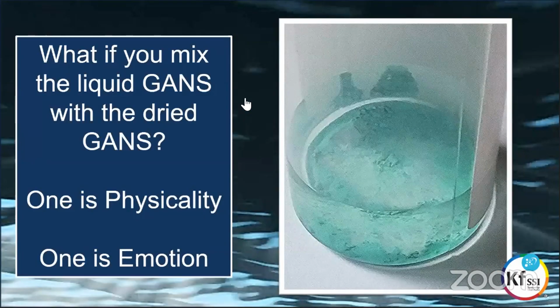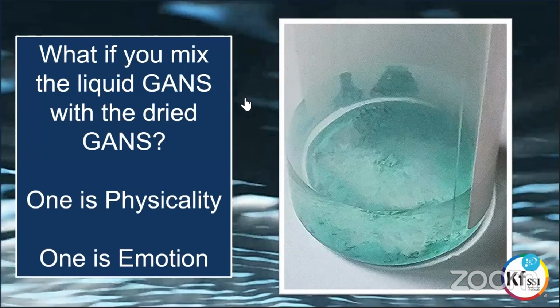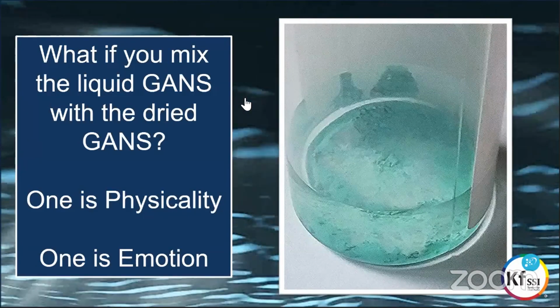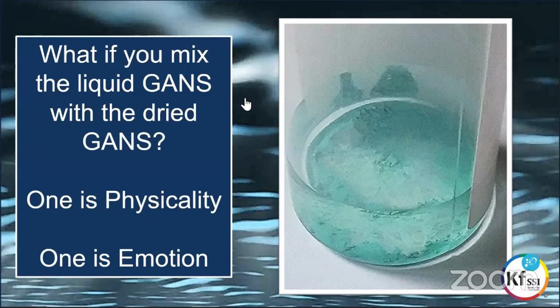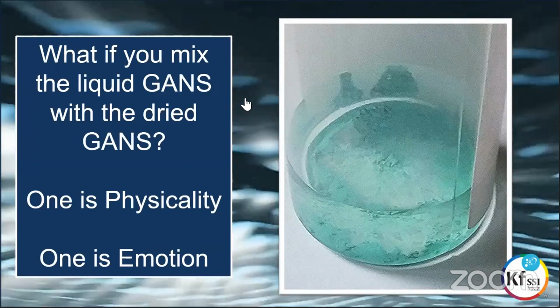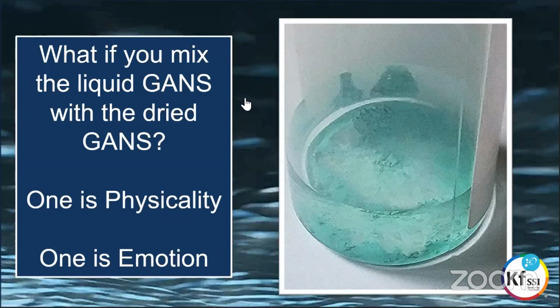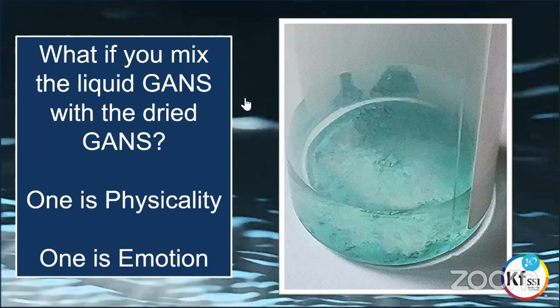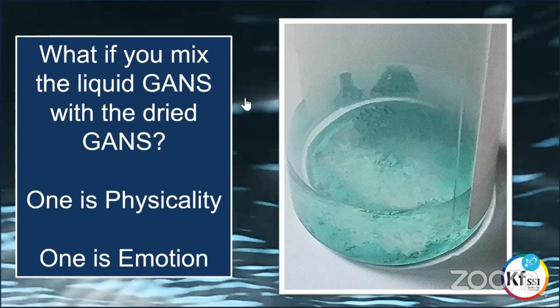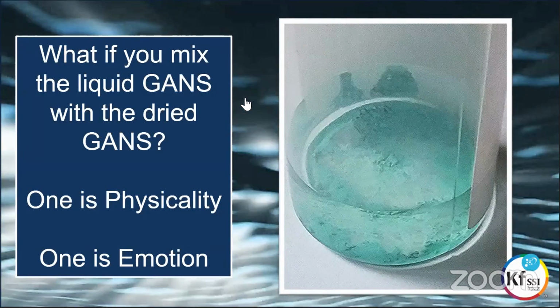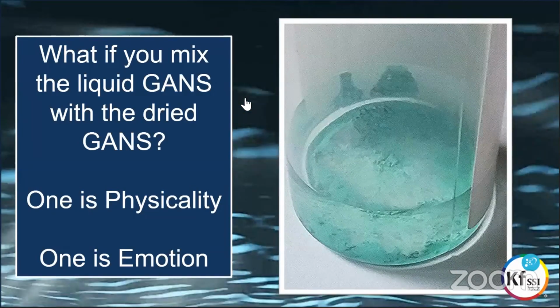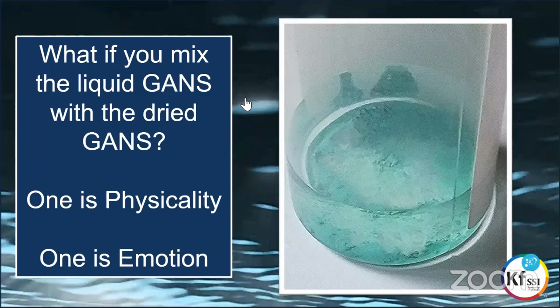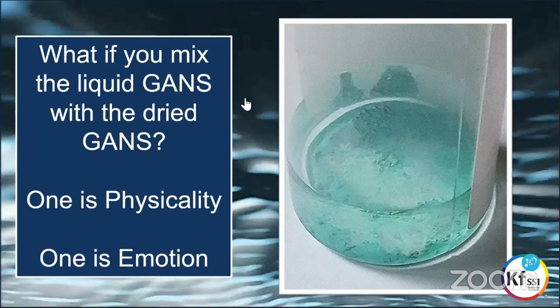Again, something to experiment with and to explore what effects it has. What if we start mixing the liquid GANs with the dried GANs? It's a terrible photograph there, but we've done that with the copper, mixing dried GANs with the normal copper GANs. One is physicality, one is emotion. The dried is the physical one, and the wet GANs is the emotion.